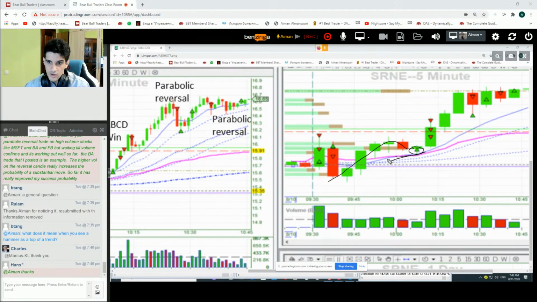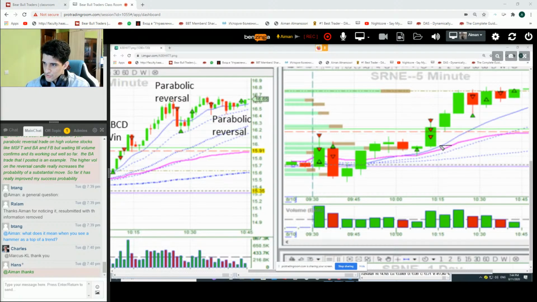This is amazing. So, 2 good entries here. Your entry here was decent. You anticipated an ABCD pattern after a fake breakdown right here, and you based your entry on the 1-minute chart after the confirmation candles, right? Even without having a new 5-minute high. That's good.